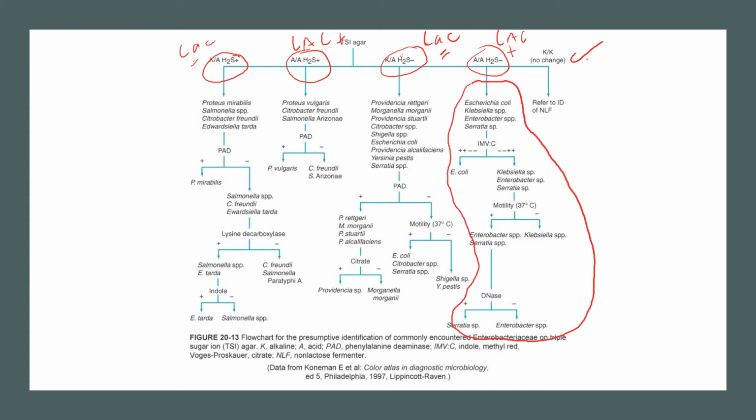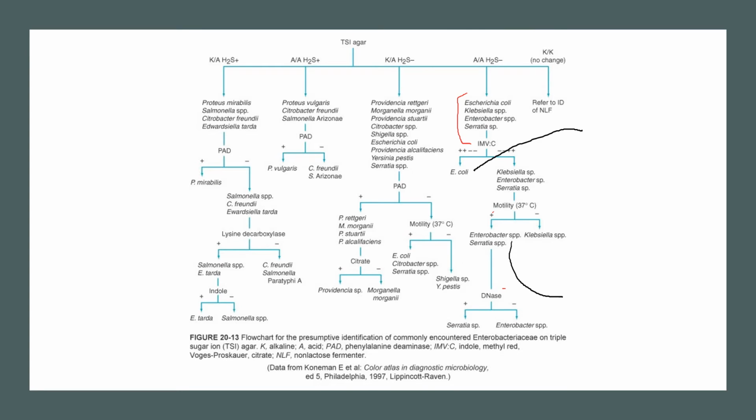So let's begin with the acid over acid H2S negative group of organisms, since this is a group that you will most likely encounter in the clinical laboratory. You look at your MacConkey, and the colonies are dark pink, or light pink. So you look at your TSI, and you should expect an acid over acid. So let's start with acid over acid H2S negative. This is where you'll start on your chart. There's a group of organisms: E. coli, Klebsiella, Enterobacter, Serratia.